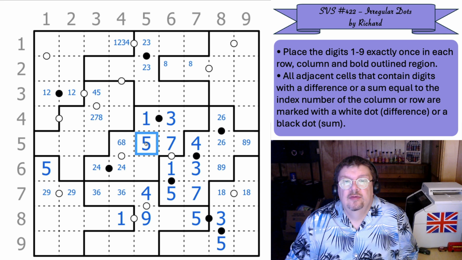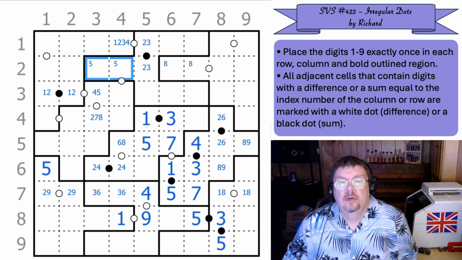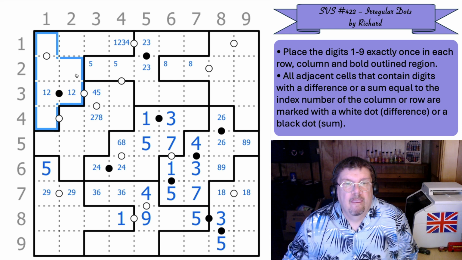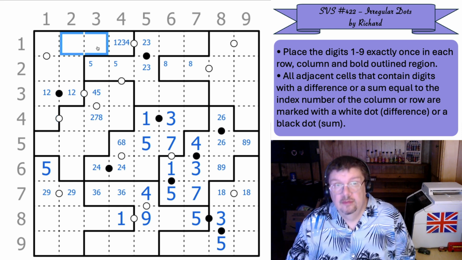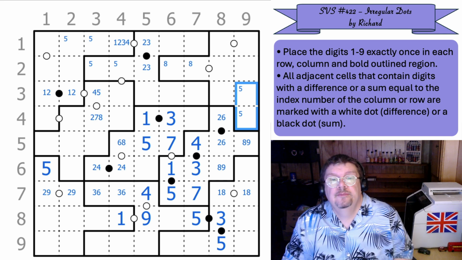Let's see if I can place some more 5s. I've got a 5 in one of those two. So those are not 5s, that's not 5, that's not 5. So I have a 5 in one of those two. So that eliminates 5 from there, and there by this 5.